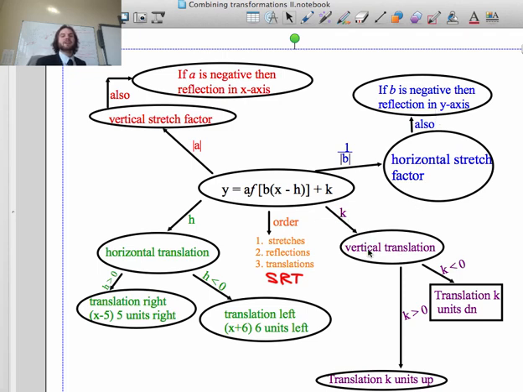Next one, k, is your vertical translation. Now, if k is greater than 0, the translation is units down. If k is less than 0, translation is units up. But remember, the k could also sometimes be on that side because y minus k is the same thing as plus k over there. And the order we always do this is stretches, reflections, translations, which is stinky, rotten tomatoes.